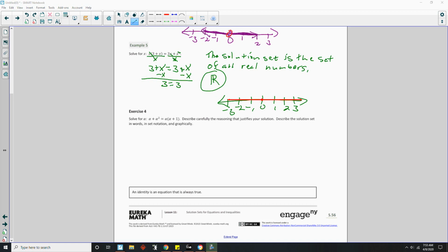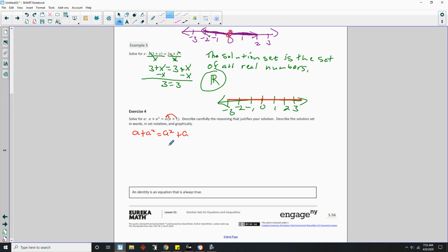Okay, exercise 4. Solve a plus a squared equals a times the quantity a plus 1. Describe carefully the reasoning that justifies your solution. Describe the solution set in words, in set notation, and graphically. Okay, so in this one, I'm not going to do what I did here. I'm going to distribute. So by the distributive property, I'm going to say a plus a squared equals a squared plus a, because I distributed, okay?